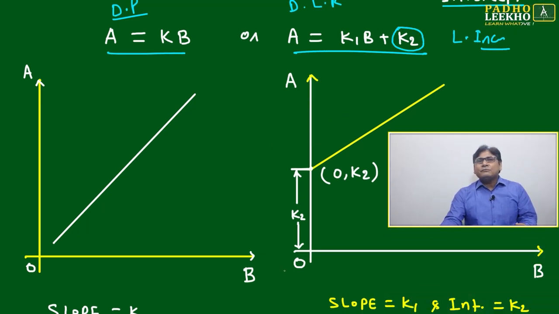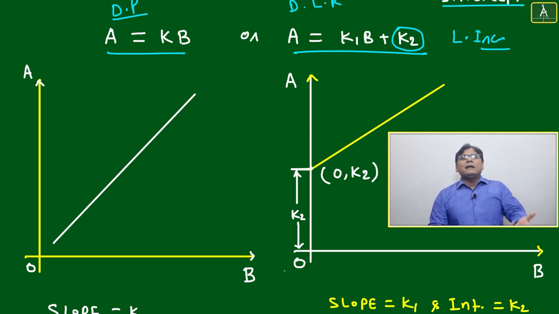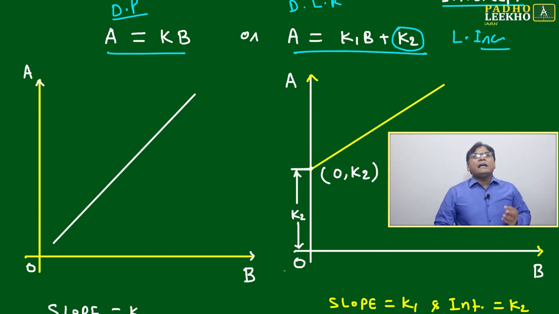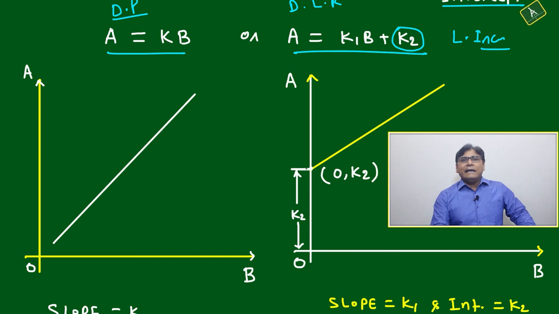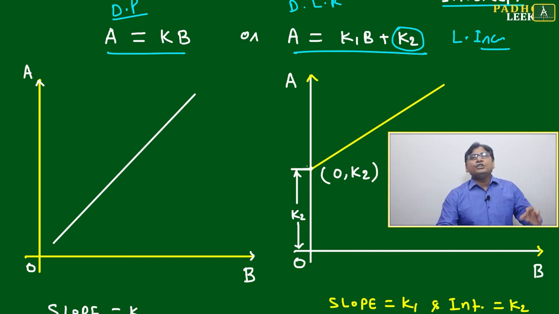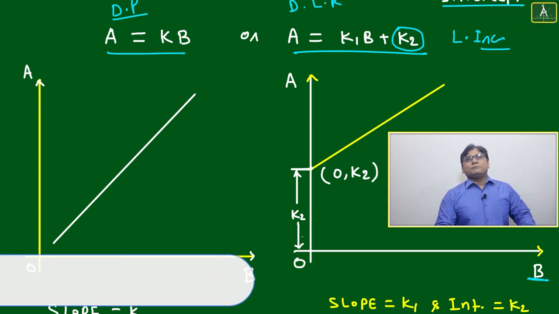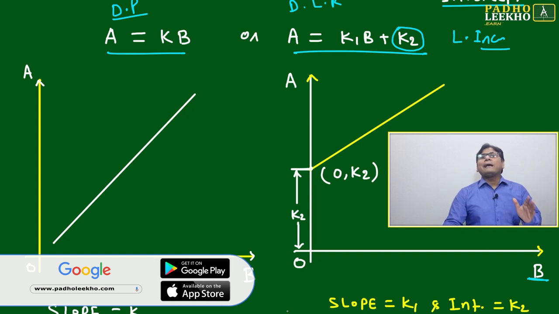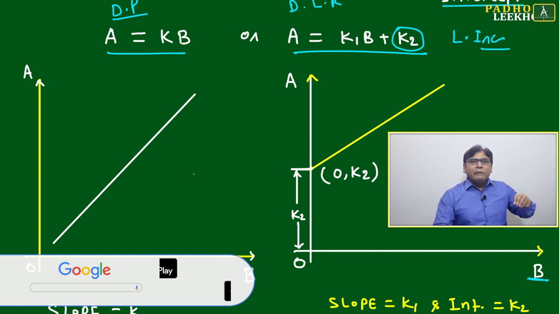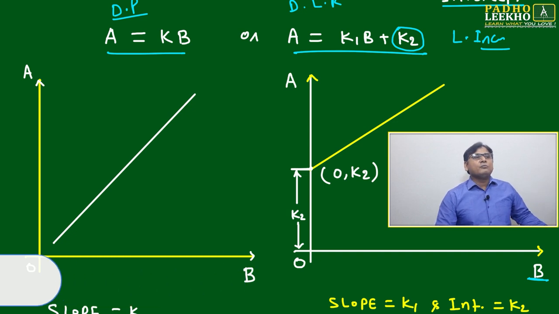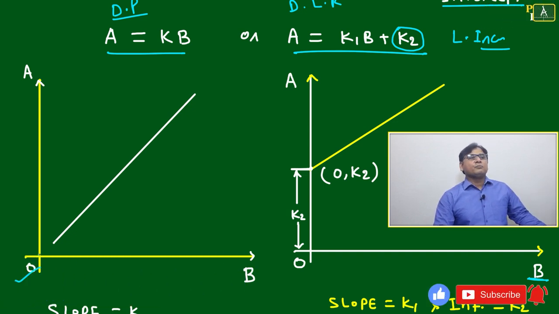What is intercept? Again, I am just telling, this is a very basic thing. If the x-axis value is equal to 0, like here the x-axis is B, then if B equal to 0, whatever value of A is coming, that will be the intercept. Means if B equal to 0 or X equal to 0, the value of Y will give the intercept. If the value of Y is coming 0, means it will cross the origin. Means the graph at a certain point will cross the origin, that is 0, 0.